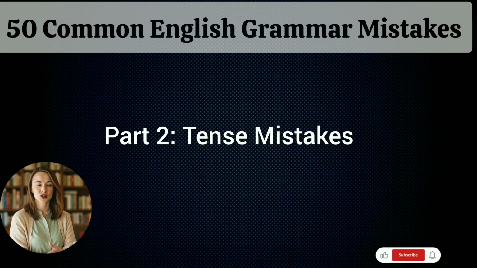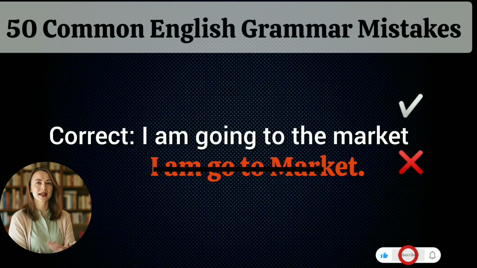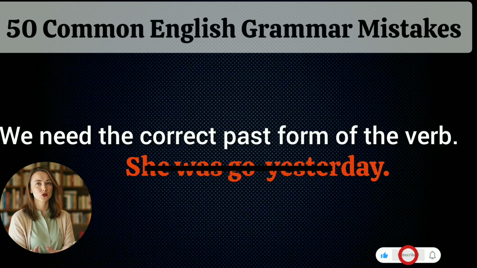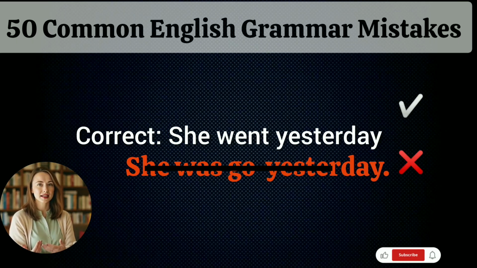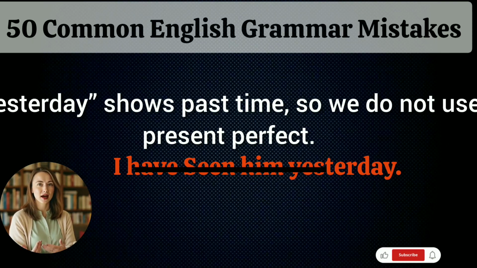Part 2, Tense Mistakes. "I am to market." This structure is incomplete. After am, we use verb plus ing. Correct: I am going to the market. "She go yesterday." We need the correct past of the verb. Correct: She went yesterday. "I have seen him yesterday." Yesterday shows past time, so we do not use present perfect.